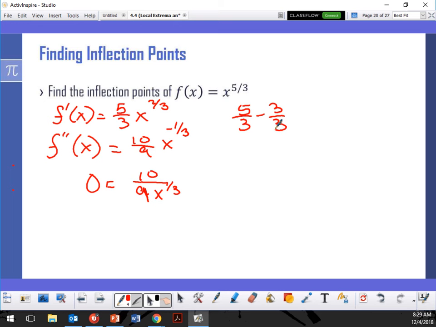Yes? Yeah. Because you're subtracting 1 from the exponent, that's how I get 2 over 3. So they thought of it and did it.